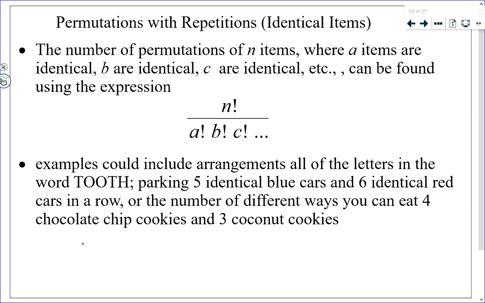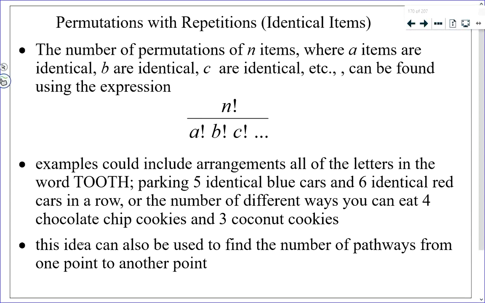So, for example, if I said, how many ways can you arrange all of the letters of the word tooth? There are 5 letters, so you would say it's 5 factorial. But then you would divide by 2 factorial because there are 2 T's, and you would also divide by 2 factorial because there are 2 O's. Another example would be arranging 11 cars in a row where 5 are identical blue cars and 6 are identical red cars. It would be 11 factorial over 5 factorial and also over 6 factorial. Another example, the number of ways to eat 4 chocolate chip cookies and 3 coconut cookies, assuming I eat them one after the other, would be 7 factorial over 4 factorial and also over 3 factorial.